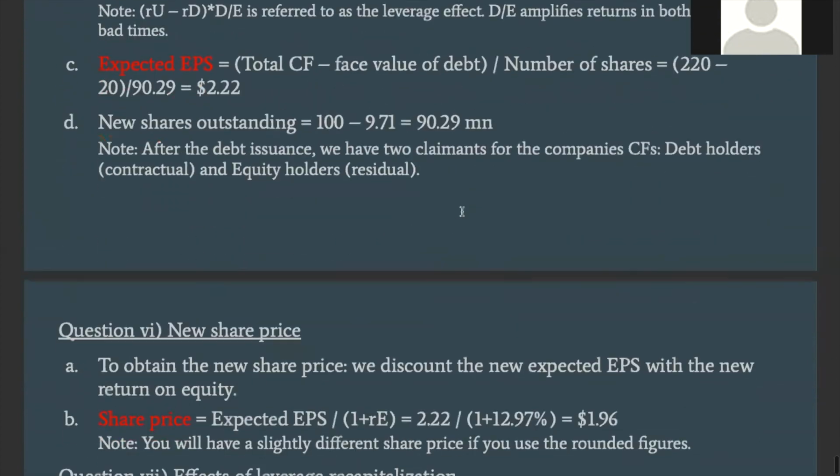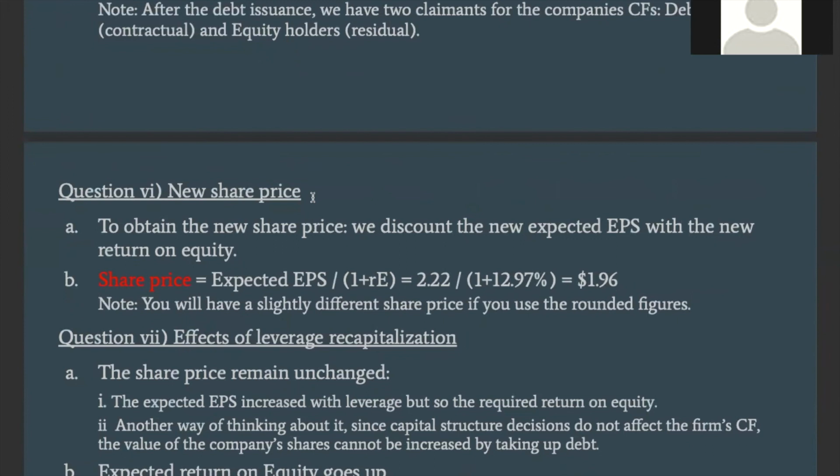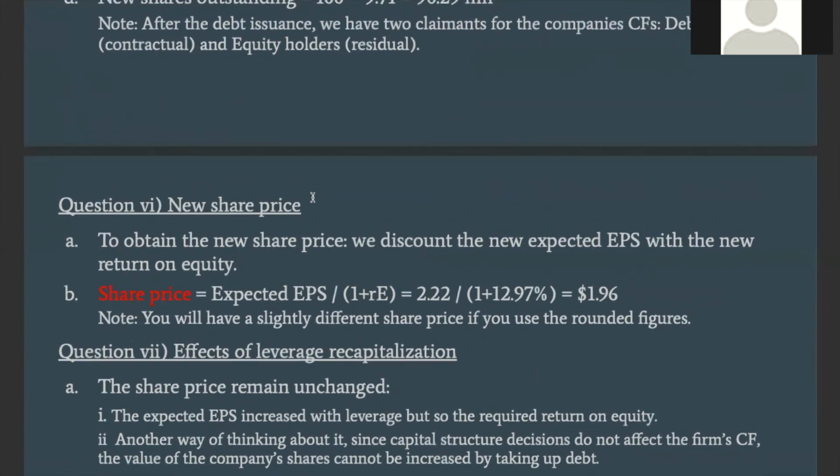Okay, good, we'll proceed. So now we have the second to last part of this question. Here we are asked about the new share price after the changes to the project capital structure. To obtain the new share price, we need to use the new expected earnings per share that we already calculated in the previous part, and then divide it by the new cost of equity, which we already calculated in a previous question. We know the expected EPS is 2.22, and that the new return on equity is 12.97%. If we divide the 2.22 by the new cost of equity capital, it gives us a price per share of 1.96, which is exactly the same price per share that we had from the previous questions.